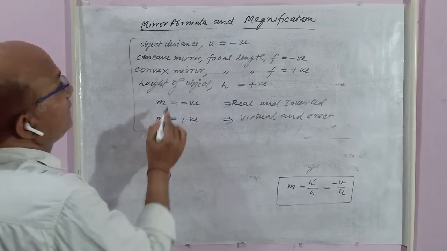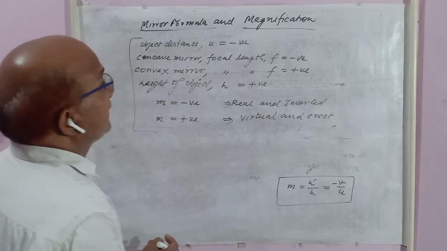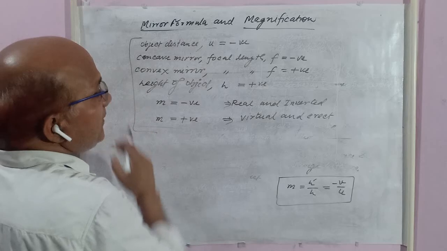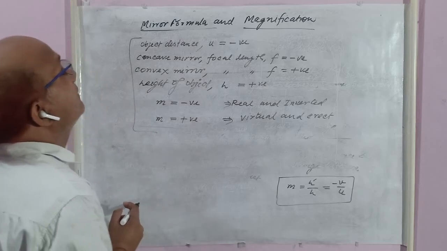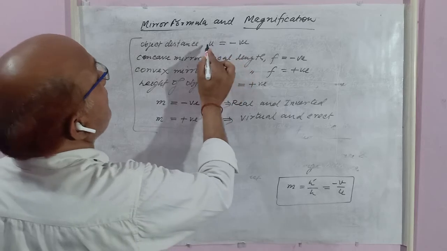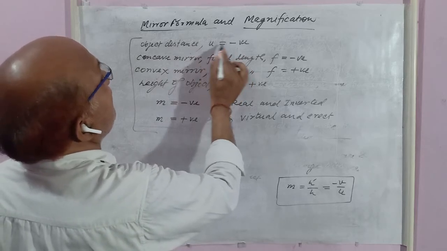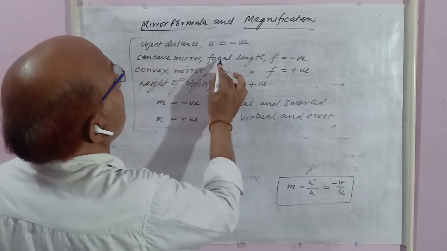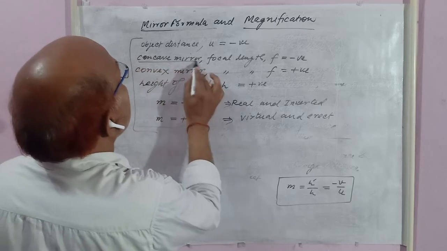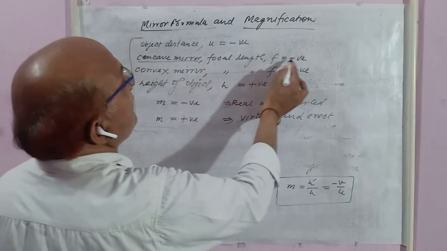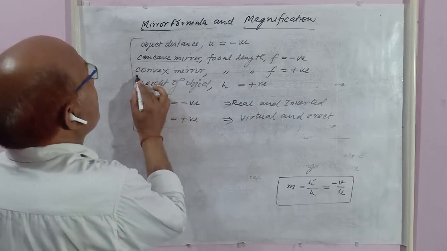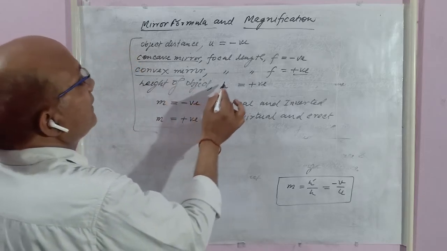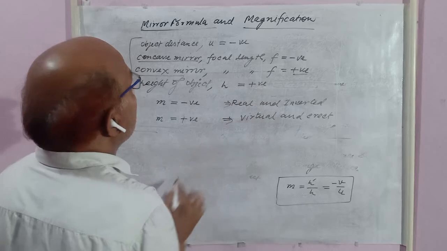You can very easily solve the numerical problems related to spherical mirror. Because object is always placed on the left side of spherical mirror, object distance is always taken as negative, and if mirror is concave, focal length is negative, and if spherical mirror is convex, then focal length is positive. Height of object is always taken as positive.